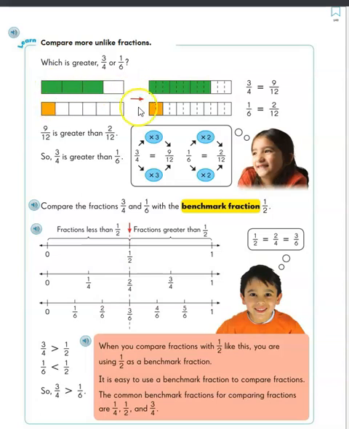We have our two bar models. It's showing us each of these fractions, 3/4 and 1/6. So we've got 3 out of 4 here, 1 out of 6 here. And we have to figure out which one of these is greater. So what we want to do is find a multiple of 4 that's also a multiple of 6.